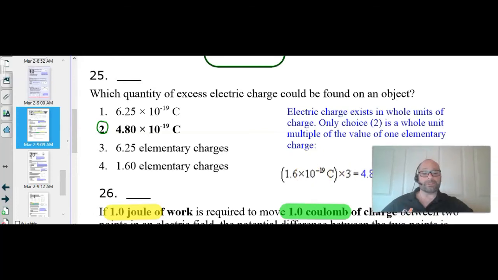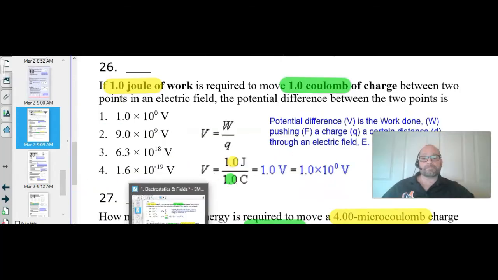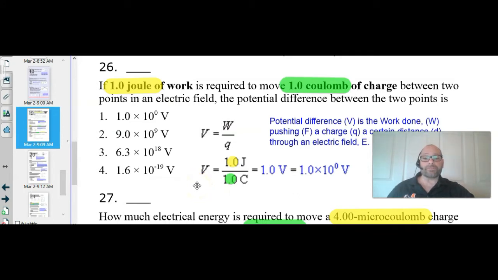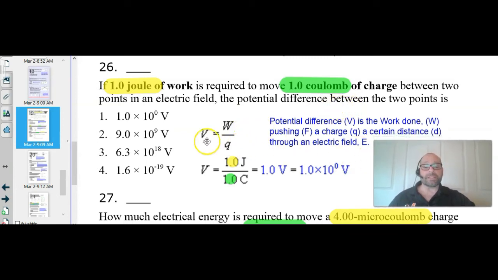All right, let's take a look at the next one. Problem 26 is an excellent problem to look at for the definition of a volt. If 1 joule of work is required to move 1 coulomb of charge between 2 points in an electric field, find the potential difference between the 2 points. So the definition is that the potential difference is the work done per unit charge.